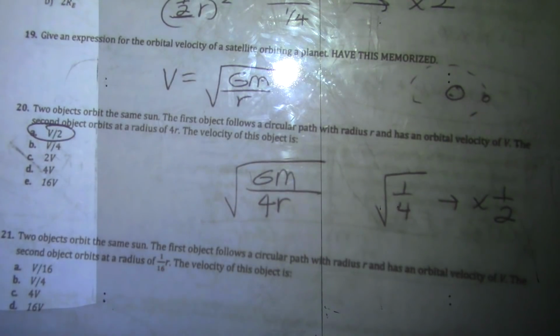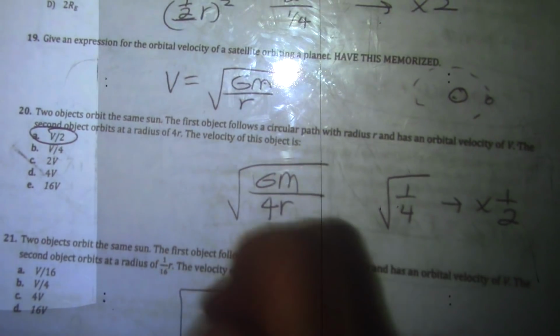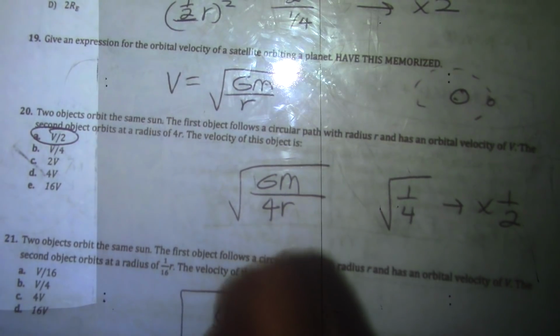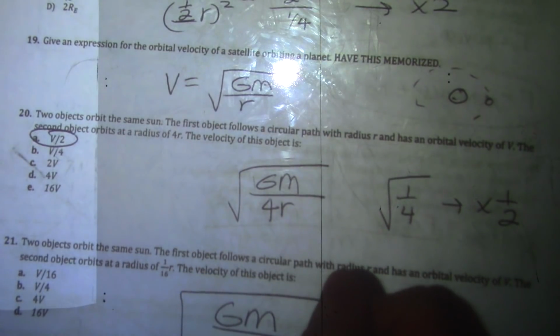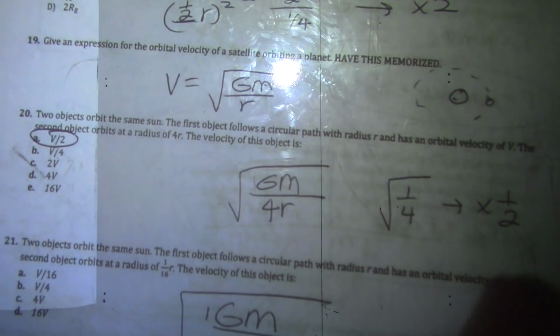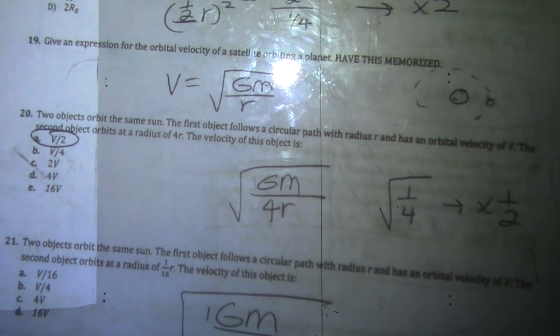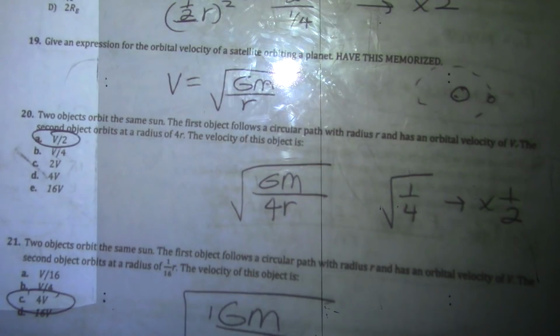I have now 1/16 the radius. Still talking about velocities and using my v equation. Now when you have 1 over 1/16, that just becomes times root 16, which is times 4. So it'd be 4 times the velocity.